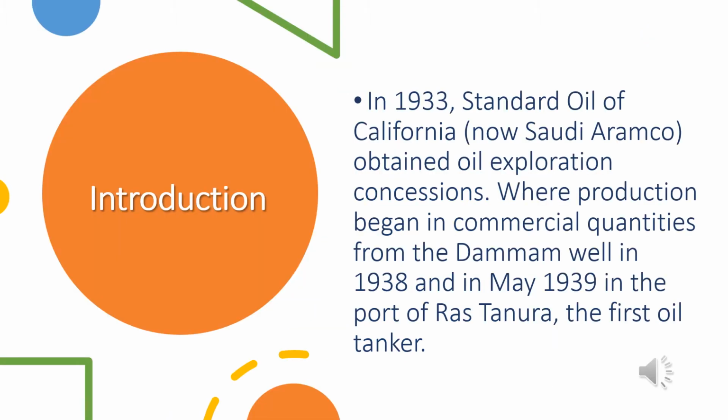In 1933, it obtained oil exploration concessions, where production began in commercial quantities from the Dammam well in 1938, and in May 1939 in the port of Ras Tanura, the first oil tanker.